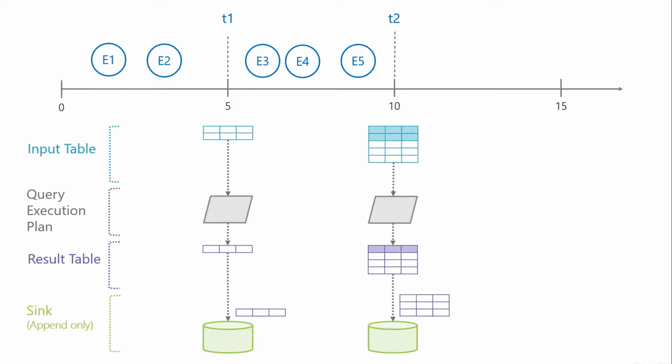All right. Now, depending on how you want to save the data, let's say I'm only looking for new rows. So I'm specifying the append only option. So only the new rows which are coming in the result table, I'm going to take and store in the sink.